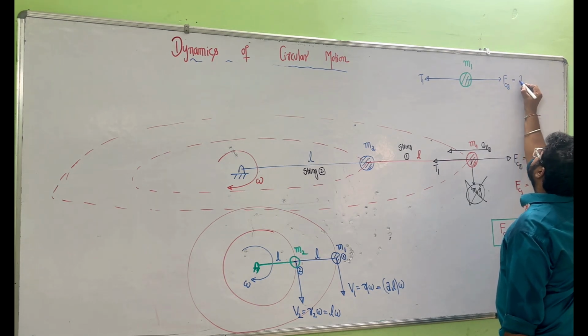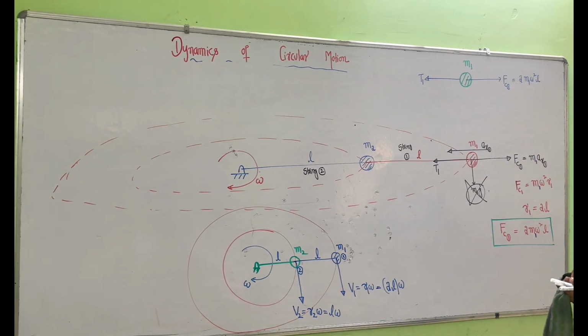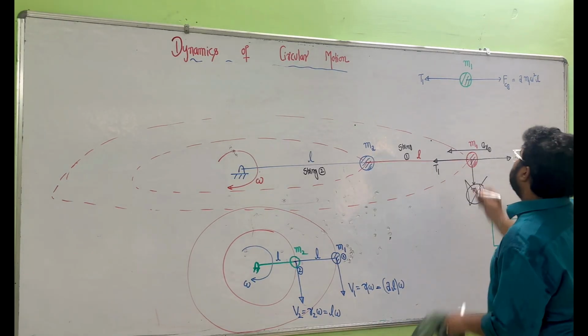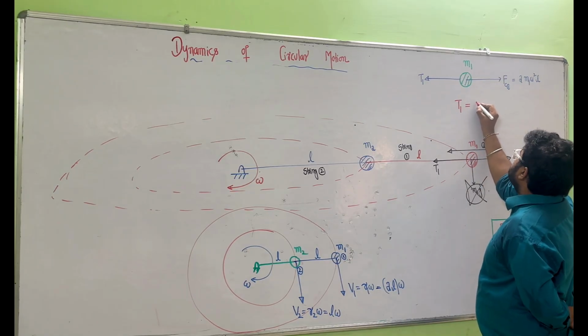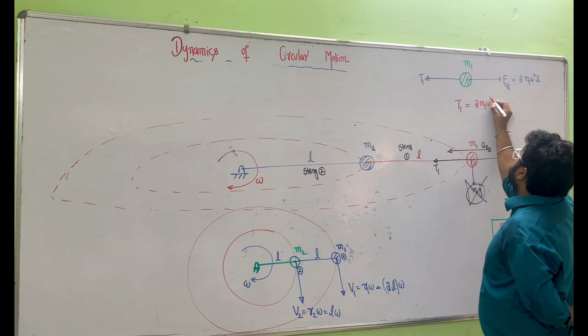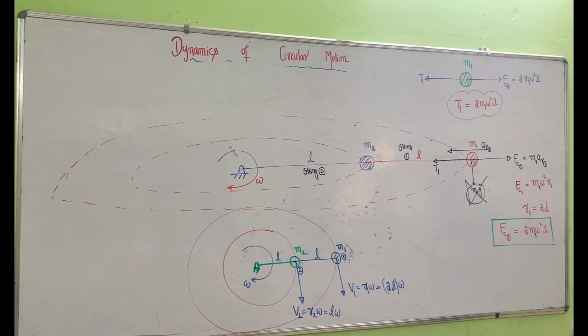Fc1 equal to 2 times m1 omega square L. We can confidently write T1 equal to how much? 2 times m1 omega square L. Are you getting the same?